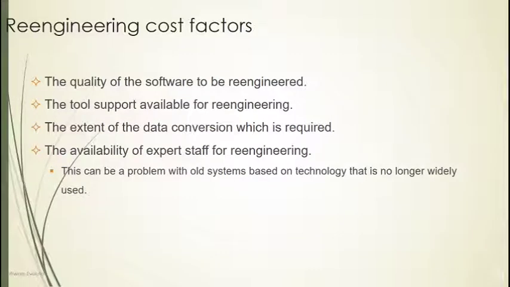Re-engineering cost factors: the first is the quality of the software to be re-engineered. Second, the tool support for re-engineering should be available. Third is the extent of the data conversion required for re-engineering, which has to be considered. Fourth is the availability of expert staff for re-engineering. So these are the re-engineering cost factors to be seen in a software application.